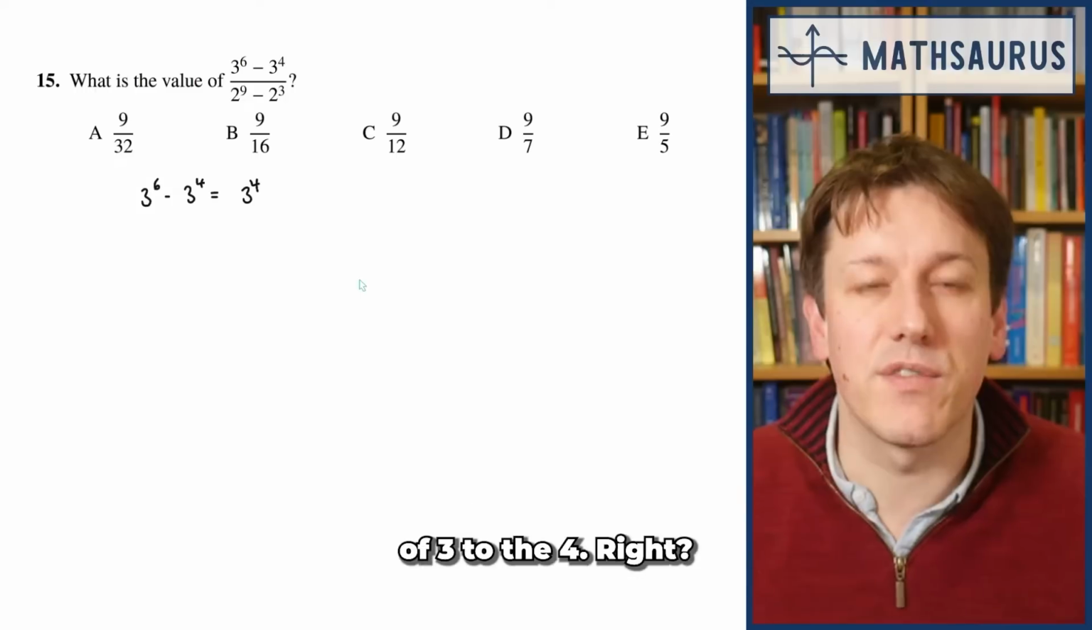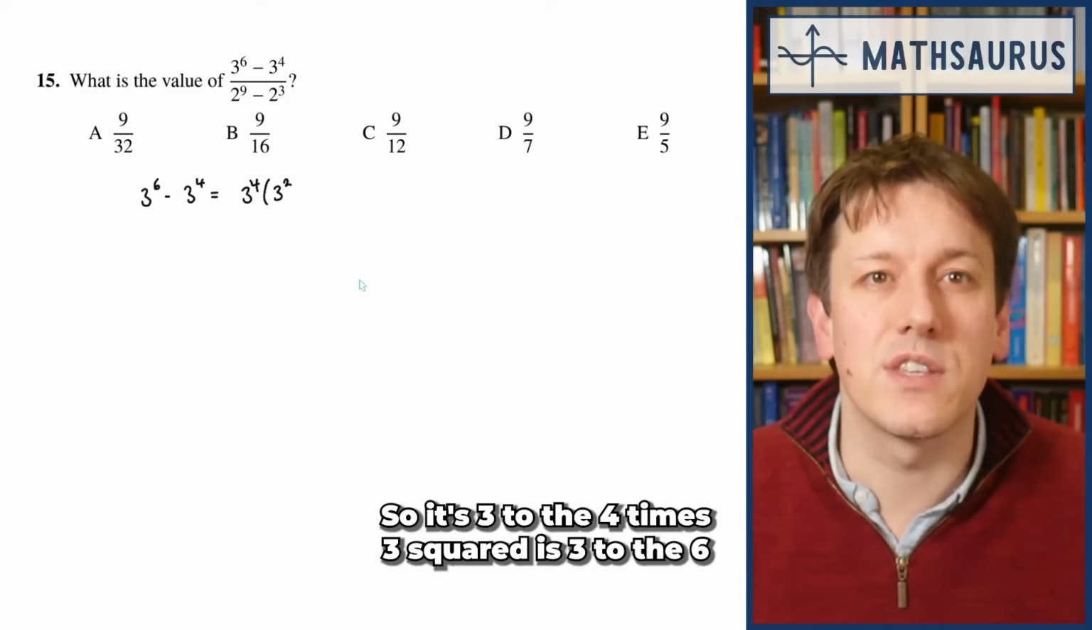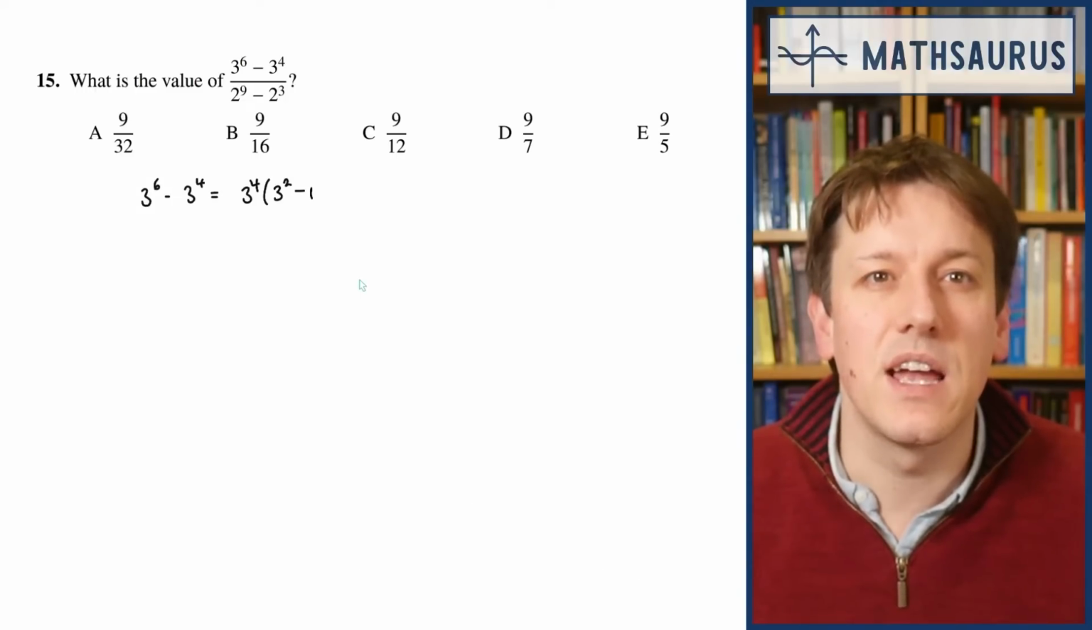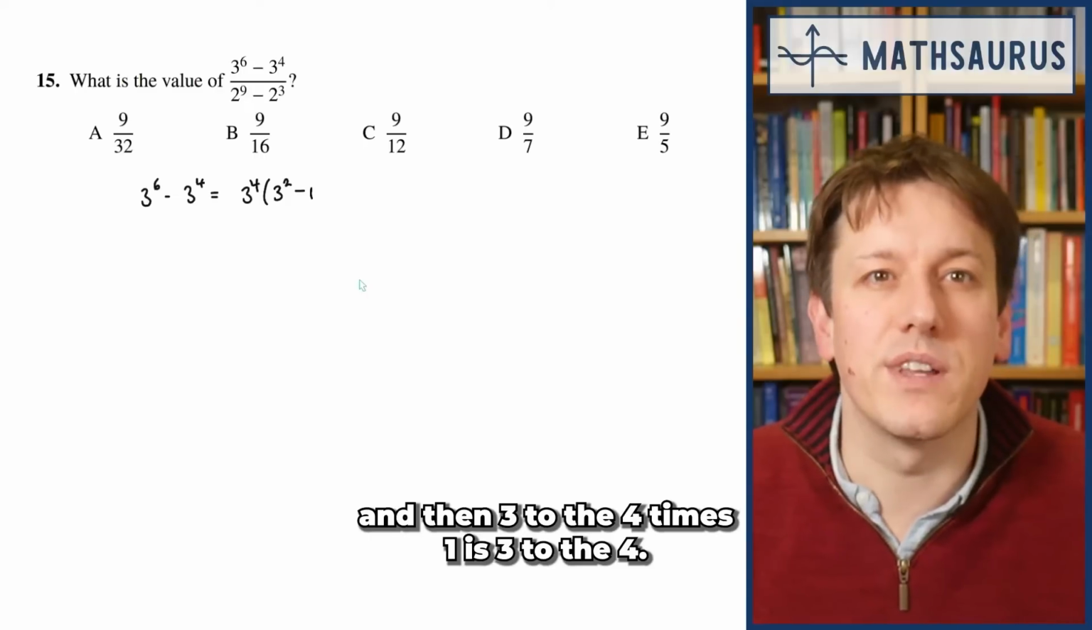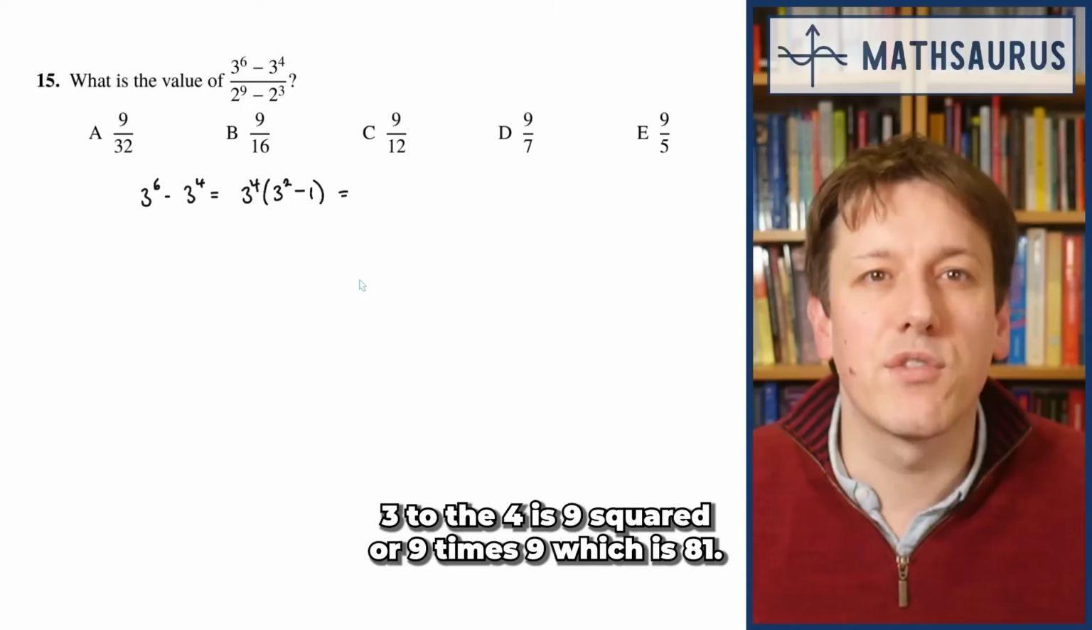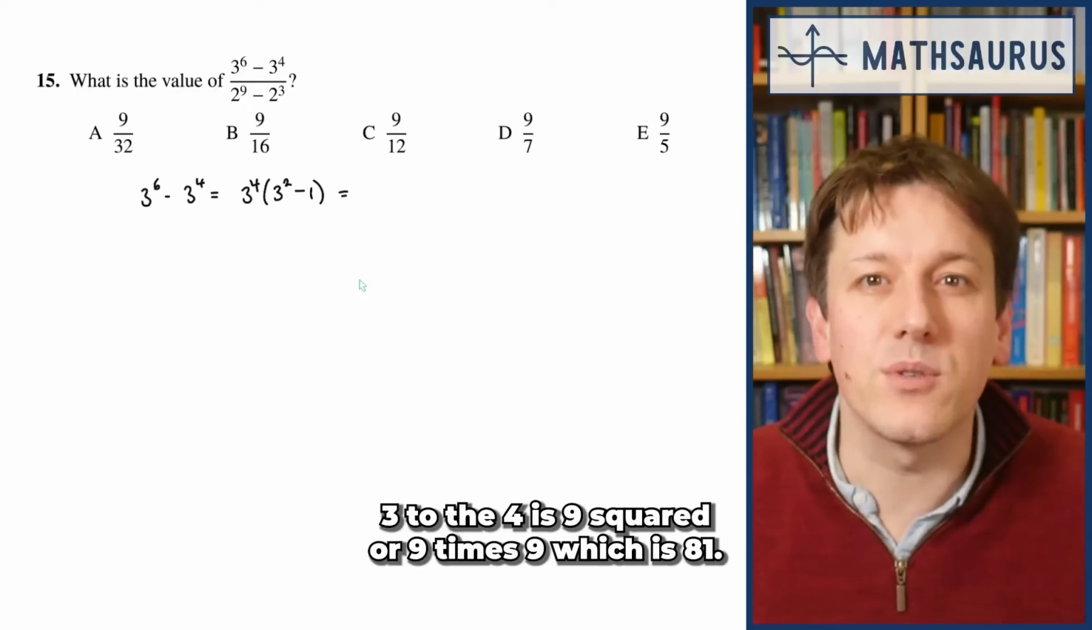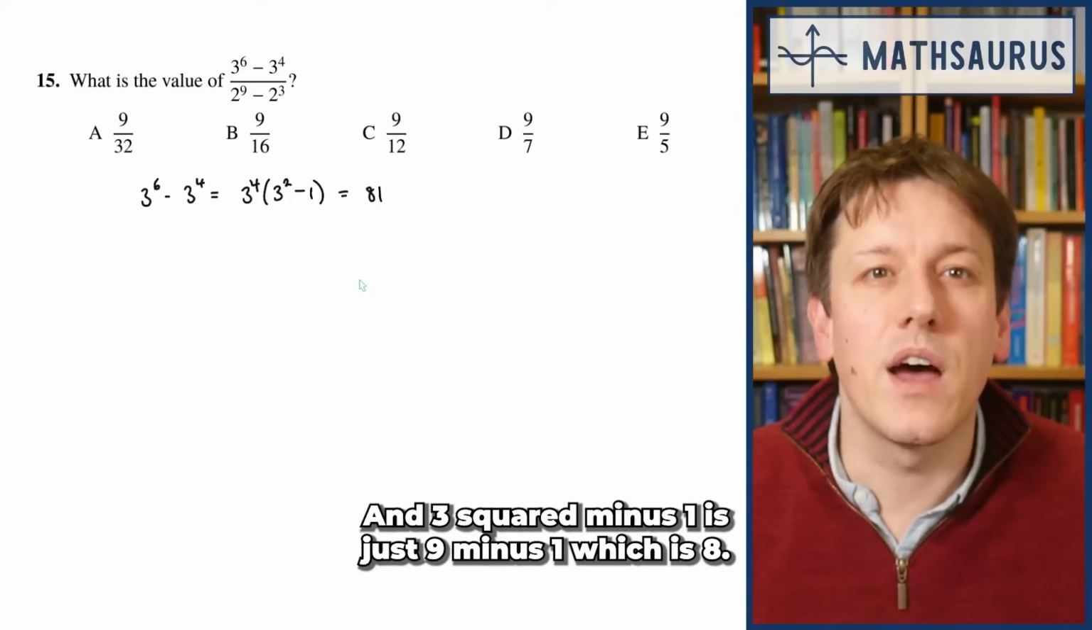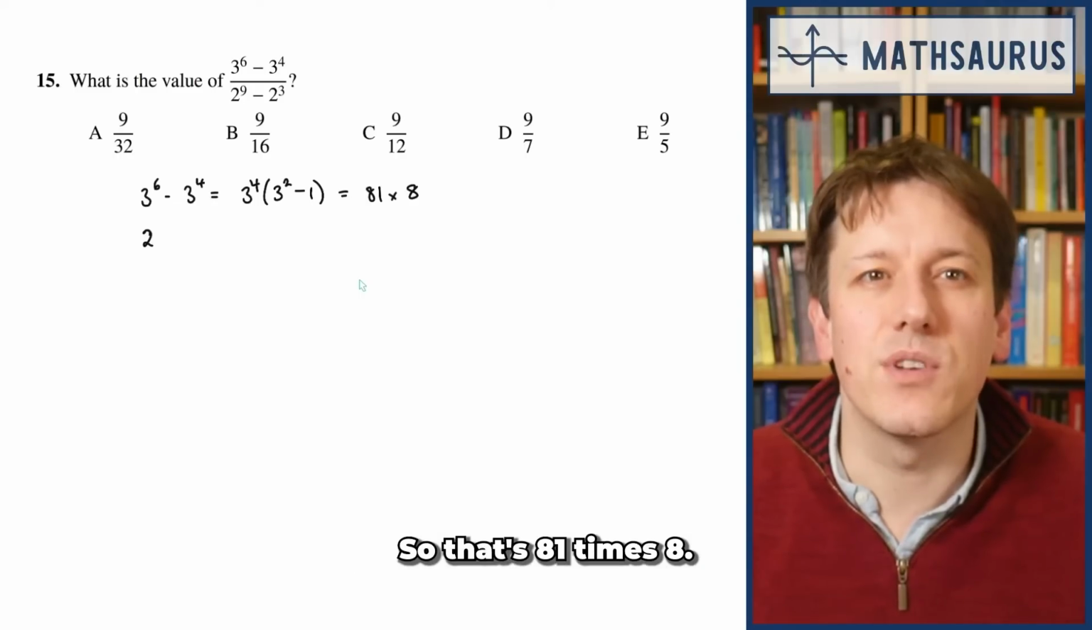So if we think about the numerator first, 3 to the 6 minus 3 to the 4, that's got a common factor of 3 to the 4, right? So it's 3 to the 4 times 3 squared is 3 to the 6, and then 3 to the 4 times 1 is 3 to the 4. So this is 3 to the 4 times 3 squared minus 1. 3 to the 4 is 9 squared, or 9 times 9, which is 81. And 3 squared minus 1 is just 9 minus 1, which is 8. So that's 81 times 8.